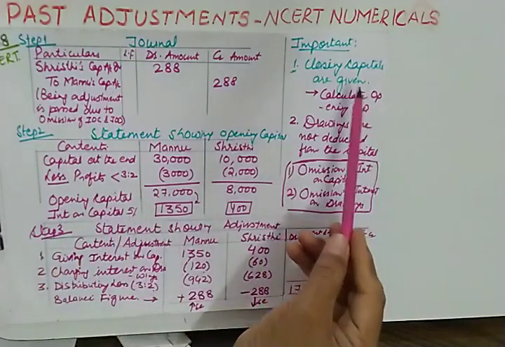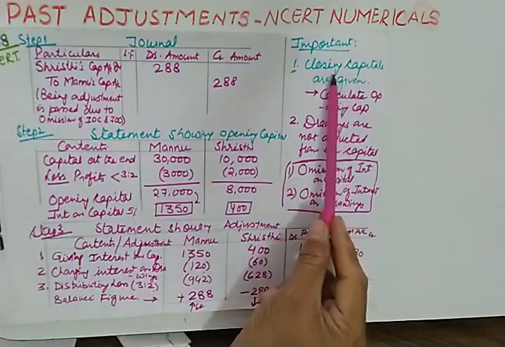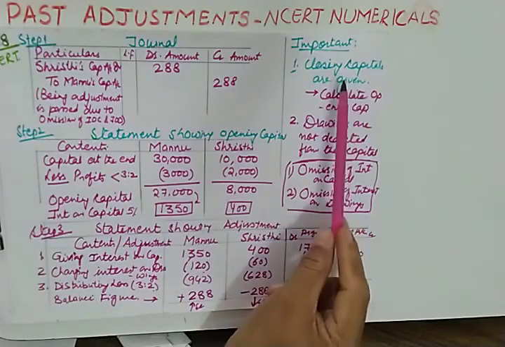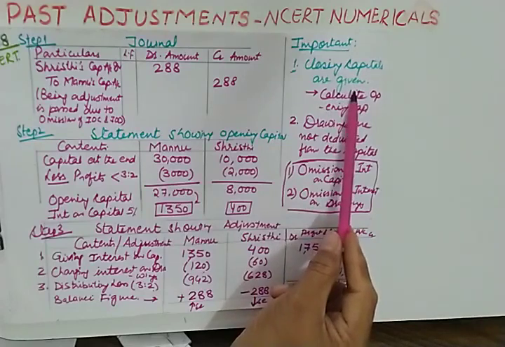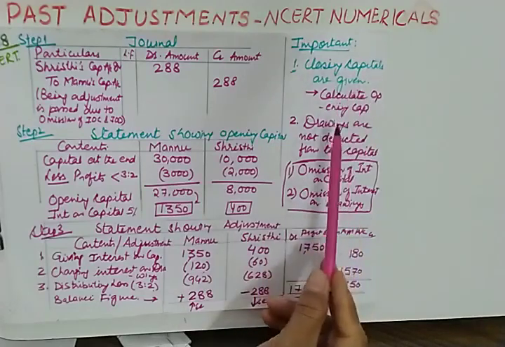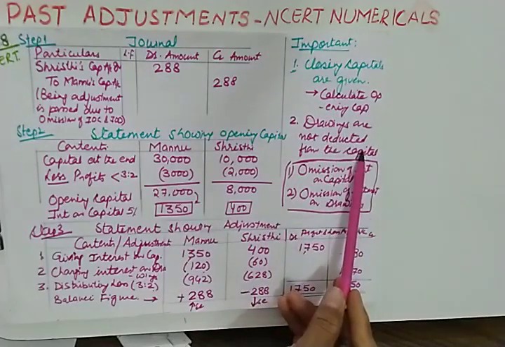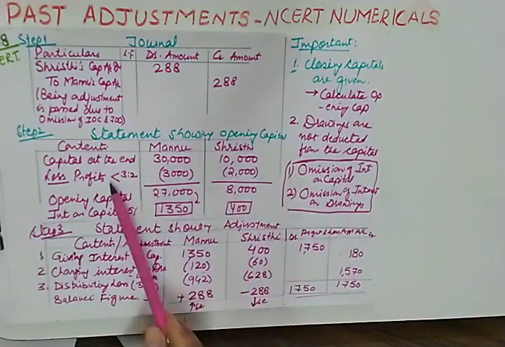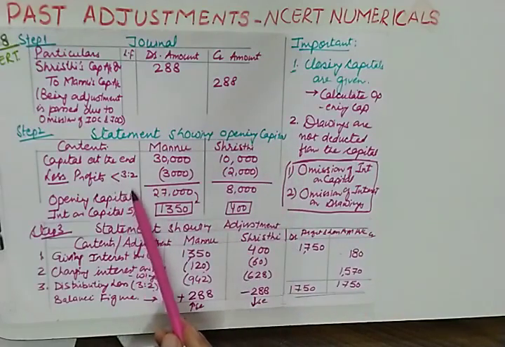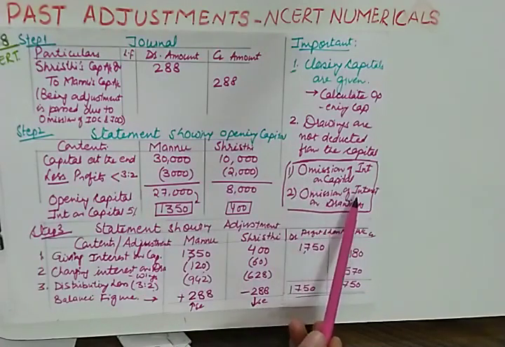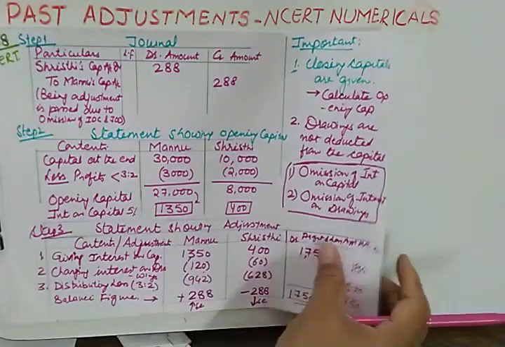So what are the important points? Number 1, you need to be very careful whether opening capitals are given or closing capitals are given. So whenever closing capitals are given, calculate opening capital. Number 2, drawings are not deducted from the capital. So that's why we are not adding it back here. Otherwise, we would have added drawings here. And what are the 2 errors? Omission of interest on capital and interest on drawings. So let us do the next numerical.